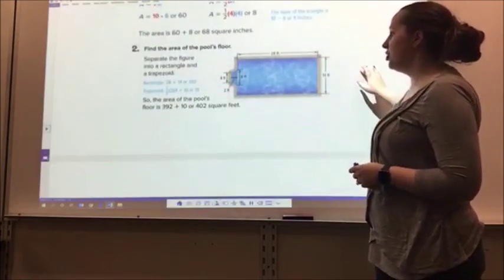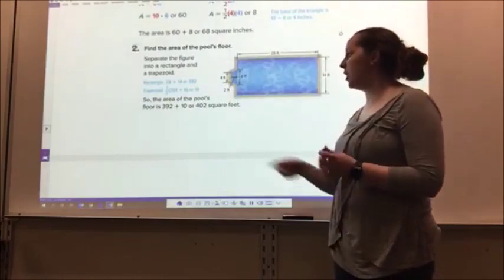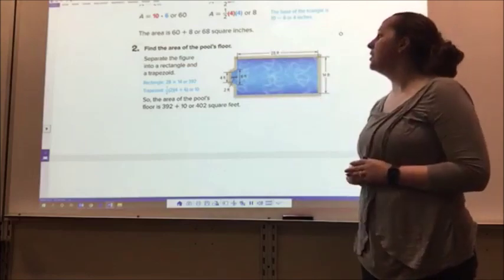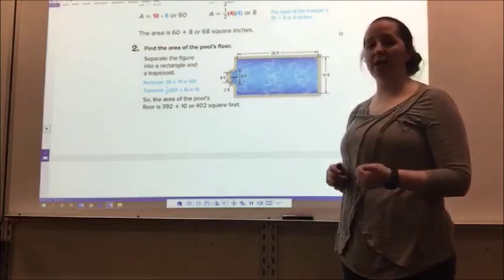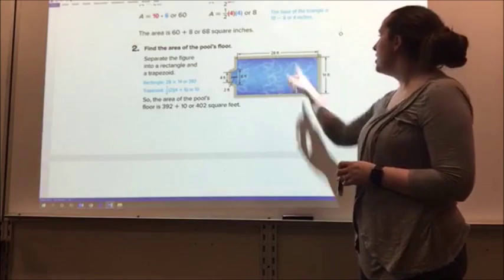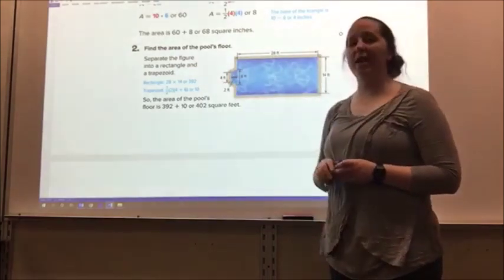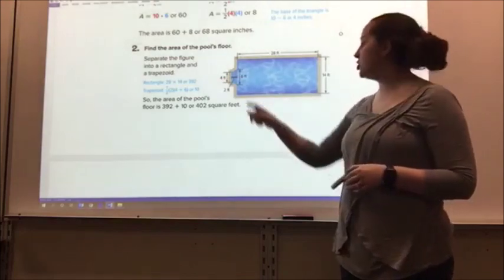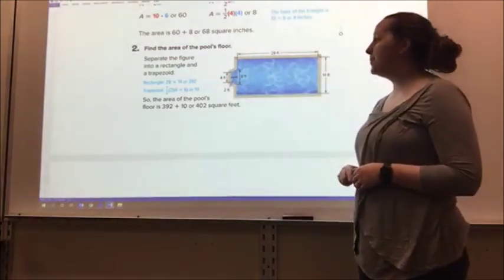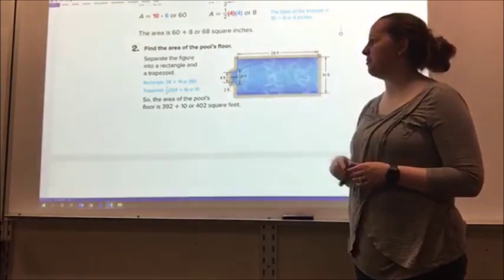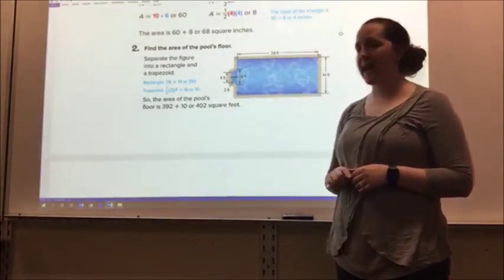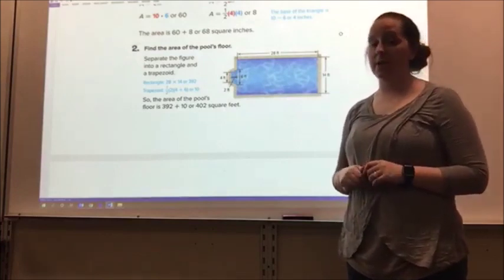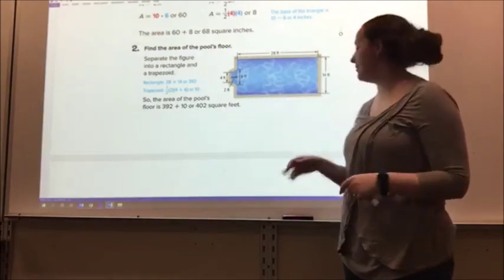For number 2, find the area of the pool's floor. Again, I have this little tiny trapezoid over here in this big giant pool. I can separate it into a rectangle and a trapezoid. 28 times 14 gives me 392. The area of a trapezoid is 1/2 times 2, which is the height, times 4 plus 6, which is base 1 and base 2, which gives me 10. So 392 plus 10 is 402 square feet. Again, you're finding areas, so everything's squared.